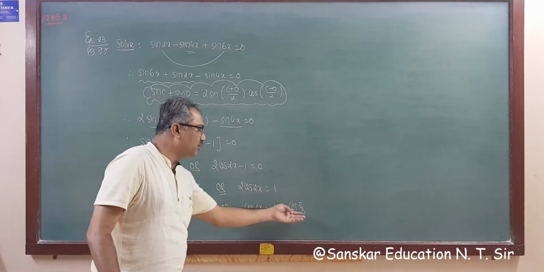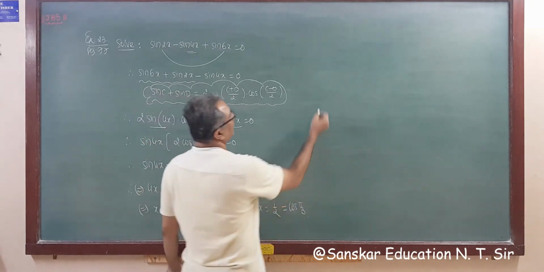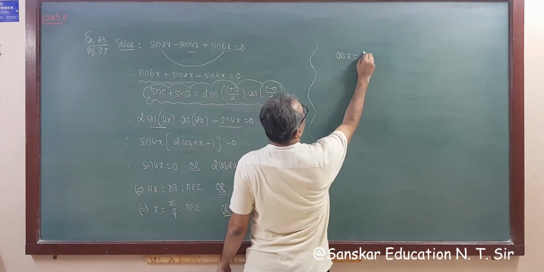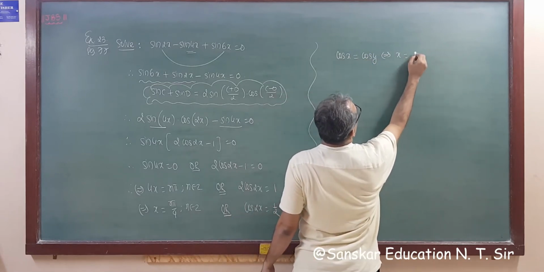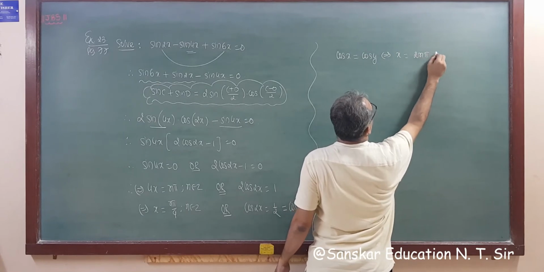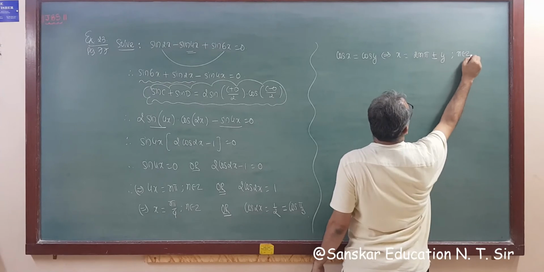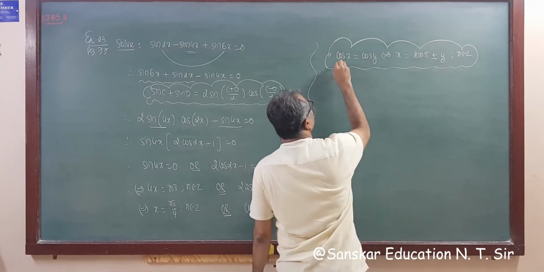So cos x is equal to cos y. You know the formula, cos x is equal to cos y. Then what do you get? Solution. So if it is given cos x is equal to cos y, this double implies x is equal to 2n pi plus or minus y and n belongs to Z. So this is your solution for cos x is equal to cos y.